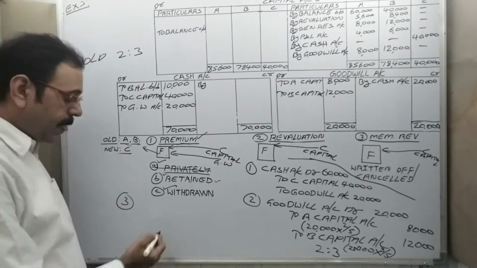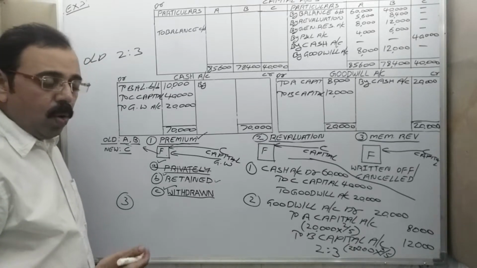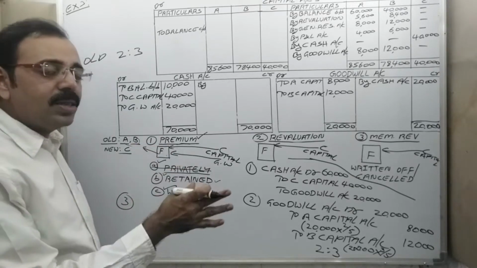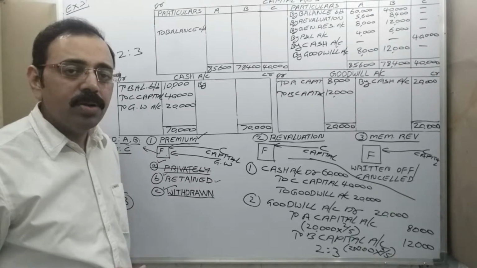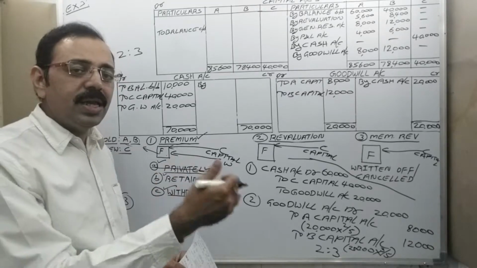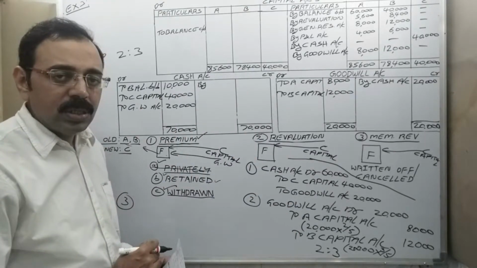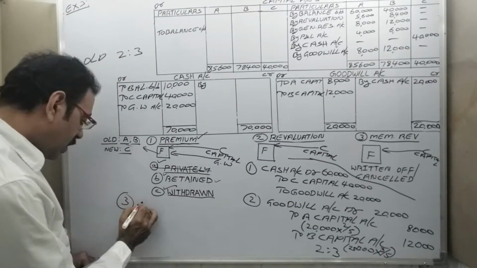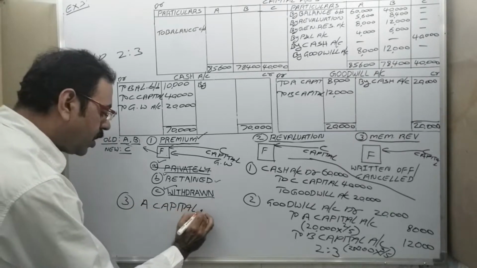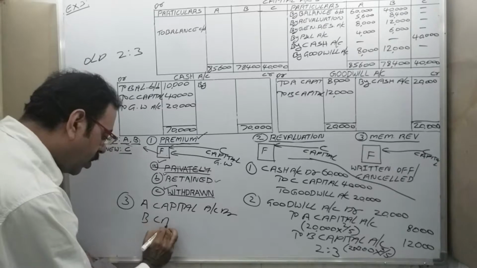This is for what? Old partners are withdrawing the goodwill now. For that, old partners are taking money. Therefore, they are the receivers now. A account, B account, both are personal accounts. Personal account rule: debit the receiver, credit the giver. Since partners are receiving the amounts, they are the receivers, therefore their accounts are to be debited. A capital account debit, B capital account debit.